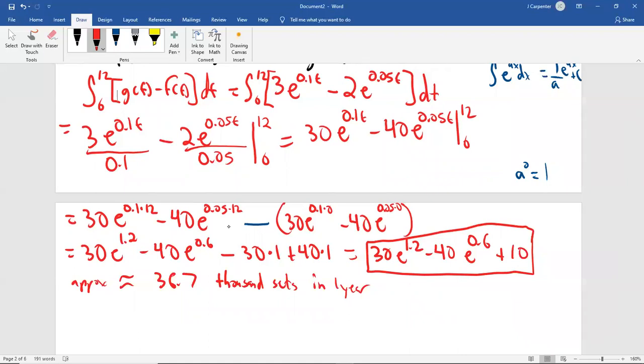Is this how many we sold? No, this is how many additional sets we sold because we advertised. Maybe we sold 10,000 sets without advertising, and that means we would have sold 46.7 thousand sets with advertising, and that difference would be the 36.7. So this is an increase due to advertising.